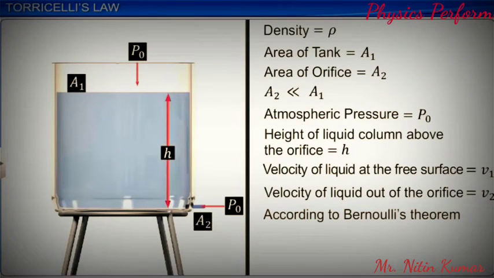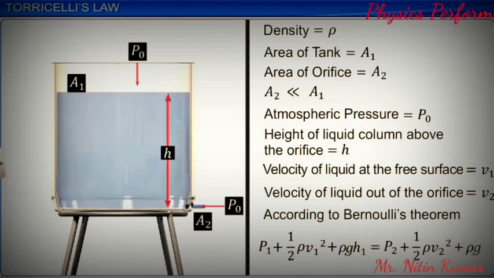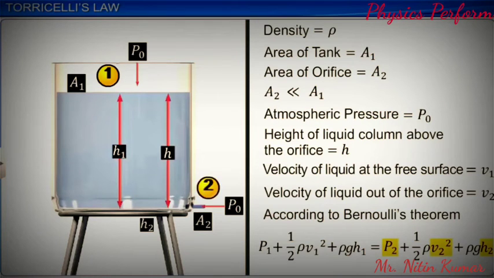According to Bernoulli's theorem, P1 plus half rho v1 square plus rho gh1 is equal to P2 plus half rho v2 square plus rho gh2, where P1, v1 and h1 are the pressure, velocity and height of the liquid at position 1, and P2, v2 and h2 are the pressure, velocity and height of the liquid at position 2 respectively.